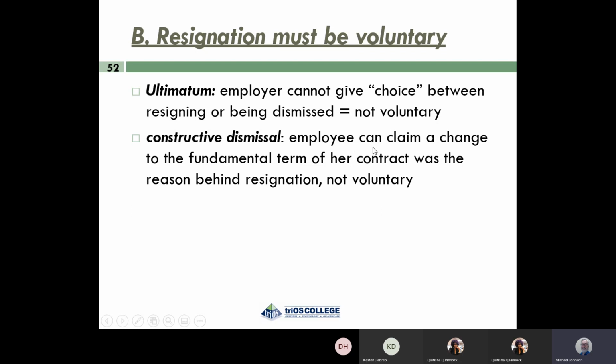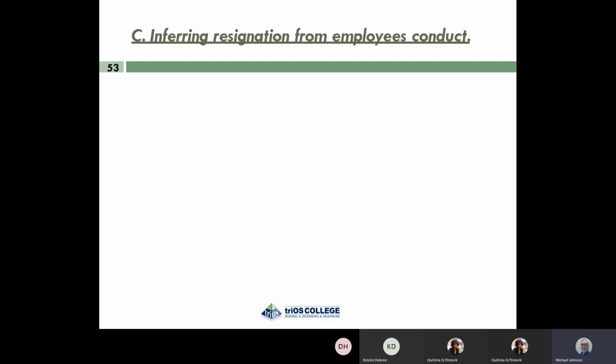So, constructive dismissal: employees can claim that a change to the fundamental terms of their contract was the reason behind resignation, so it was not voluntary. Once again, you're still entitled to benefits, and you can actually say, well, I couldn't do what I had to do, and therefore I resigned. You couldn't live up to the new expectations, and therefore you resigned. So once again, constructive dismissal. And there are many variations of that.